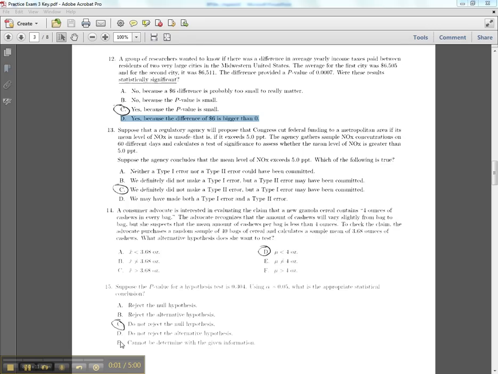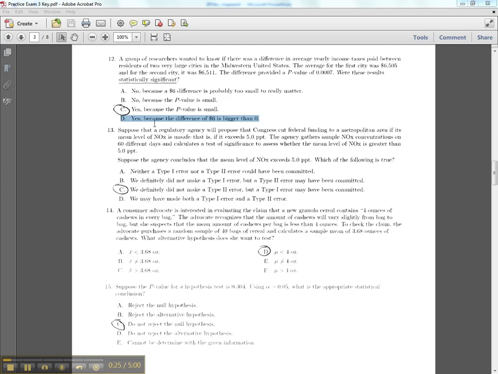Practice exam number 13. Suppose that a regulatory agency will propose that Congress cut federal funding to a metropolitan area if its mean level of NOx is unsafe, that is, if it exceeds 5. The agency gathers sample NOx concentrations on 60 different days and calculates a test of significance to assess whether the mean level of NOx is greater than 5. Suppose the agency concludes that the mean level of NOx exceeds 5. Which of the following is true?